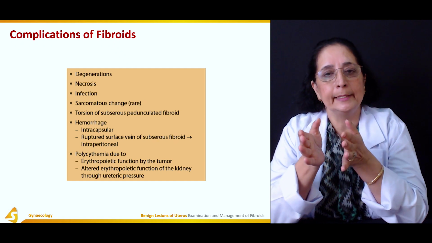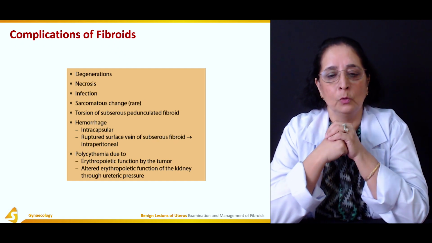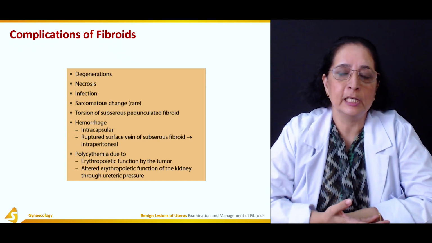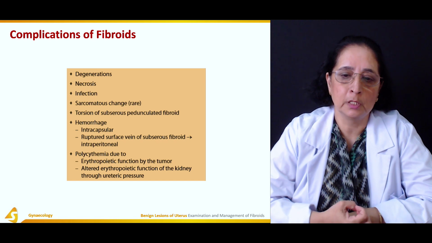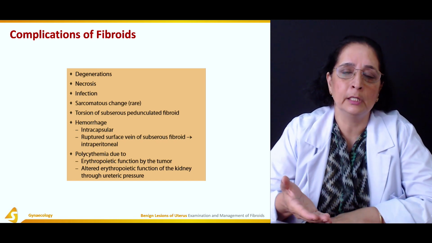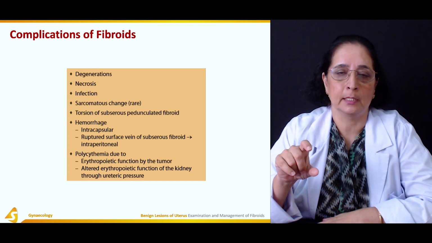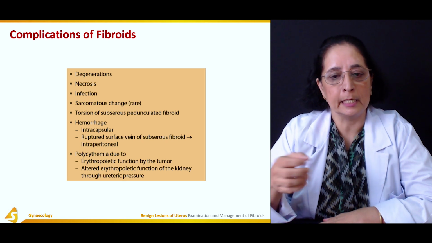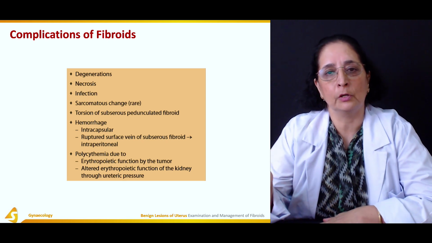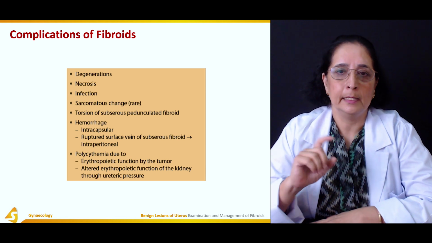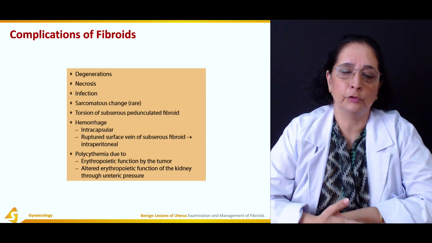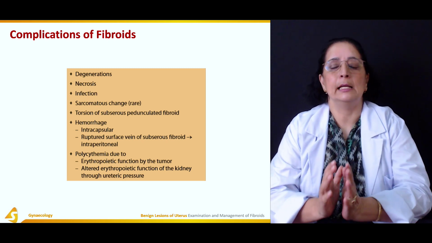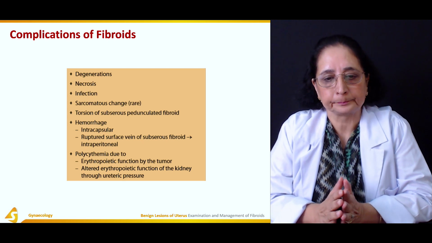So polycythemia is due mainly to erythropoietic function by the tumor. Erythropoietin is produced by the tumor, in this case, of fibroids. Normally, erythropoietin is produced by the kidneys, and it causes production of the red blood cells. But in this case, tumors start producing erythropoietin, and this can lead to increased production of the red blood cells, which can lead to polycythemia.